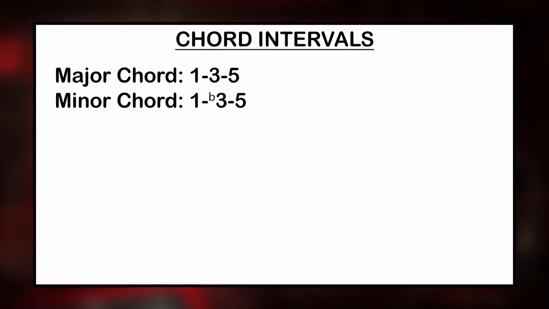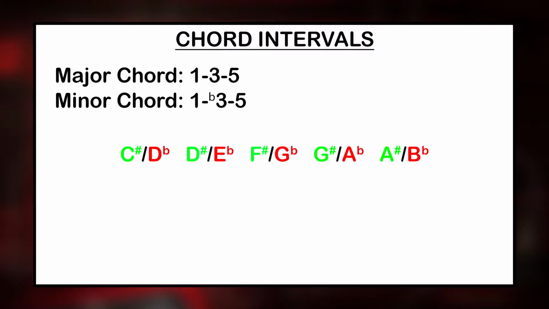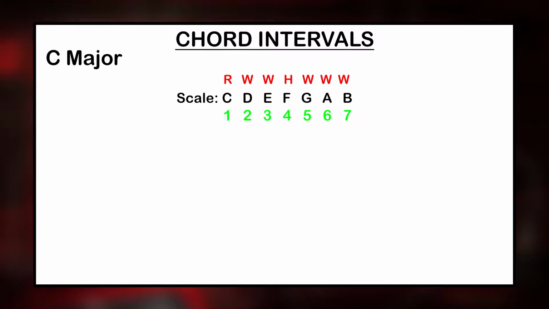In my previous video, I only talked about natural notes and sharp notes. Flat notes, like sharps, are all the black keys on the piano. C sharp is also D flat, D sharp is E flat, and so on. So let's look at these two chord intervals in more detail.